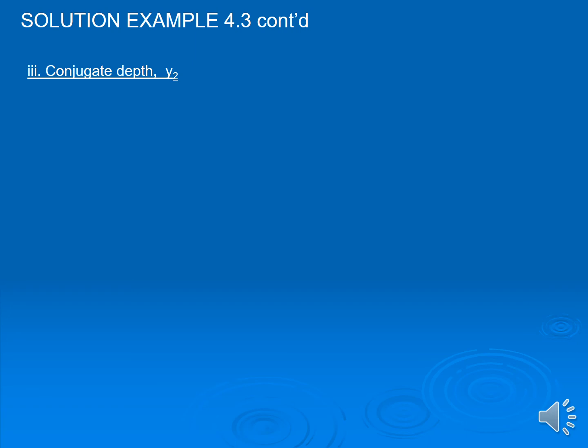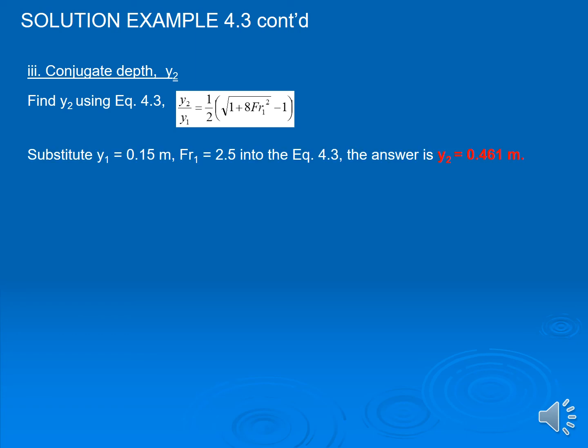Conjugate depth Y2 has been solved earlier. You can find the Y2 from equation 4.3, which is Y2 over Y1 equal to 1 over 2 times the square root of 1 plus 8 Froude number squared, minus 1. In this question, the Froude number is already given, 2.5, and the Y1 is 0.15, and then we obtain the Y2 equal to 0.461 meters.